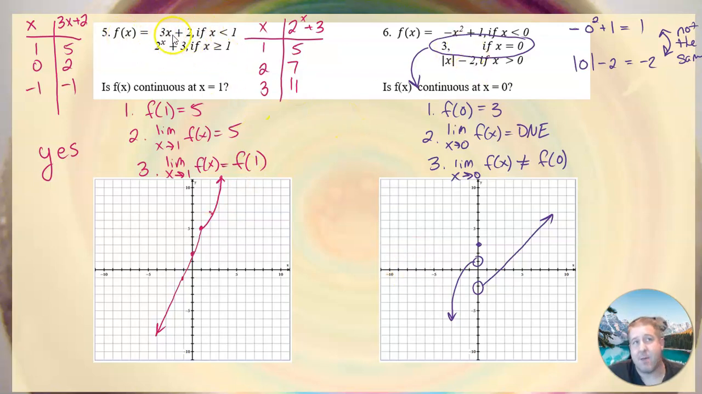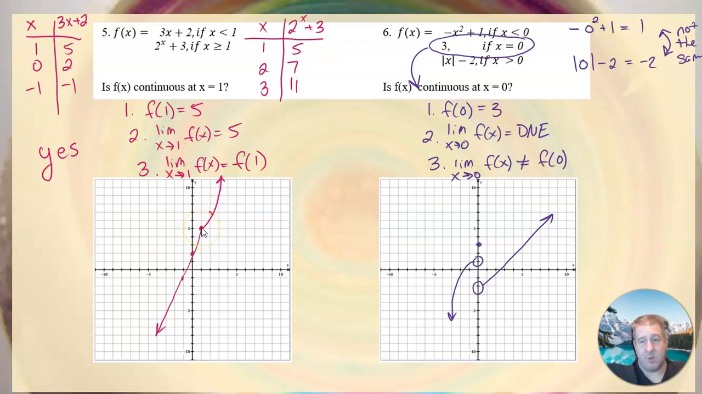Number 5. So once again, we have a piecewise function. Anytime x is less than 1, we use this. And we use the exponential when it's greater than or equal to 1. Now, it's kind of hard to draw that, but that's my exponential piece. I did the best I can to make it as realistic as possible. The other one was linear. Does f of 1 exist? Yes, it happens to be 5.